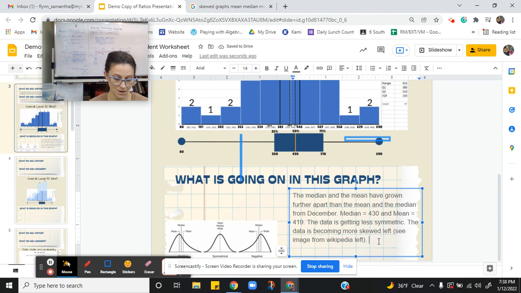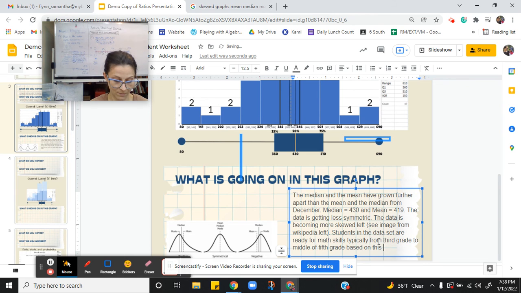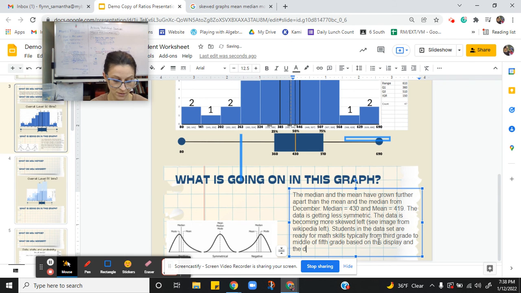And then we can say that students in the data set are ready for math skills typically from 3rd grade to middle of 5th grade based on this display and the descriptive statistics calculated in Google Sheets. Okay.